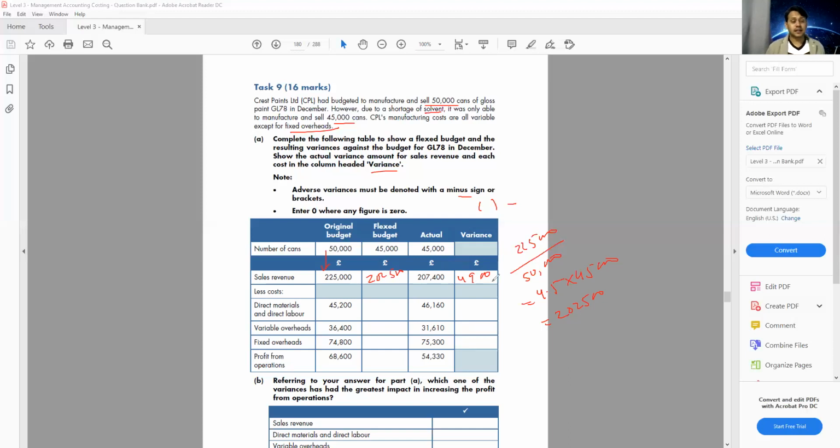It's favorable. You don't have to write anything, only if it's a minus. If it's an adverse variance, only in that case you have to put the minus or brackets. Now I'll talk about the cost.